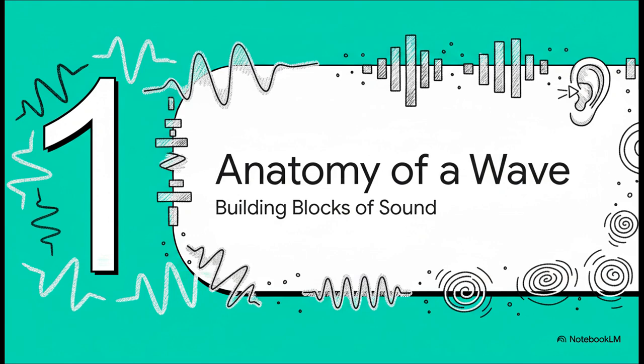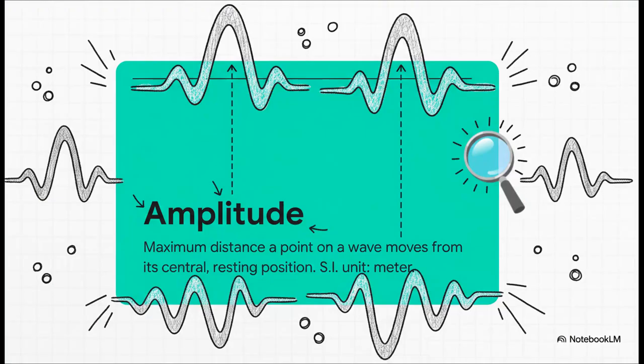Before we can talk about sound, we've got to get to know the basic parts of any wave. Think of these as the fundamental building blocks for everything we're going to cover. First up is amplitude. And honestly, the easiest way to think about this is just the wave's height. It's a measure of its intensity or power. It's how far the wave goes up or down from its resting middle position. And since it's a physical distance, we measure it in meters.